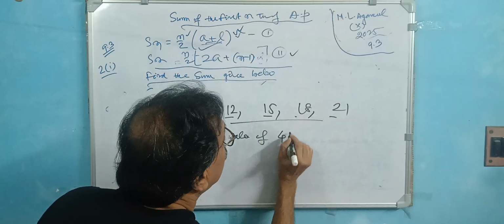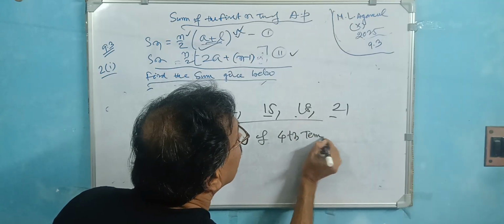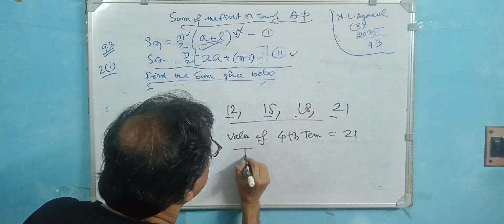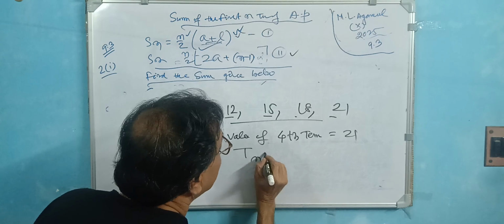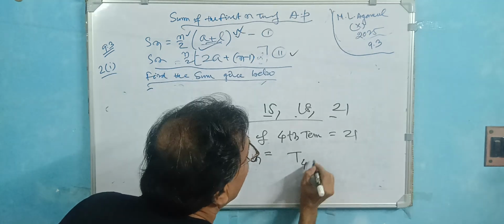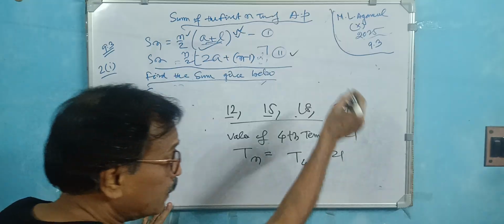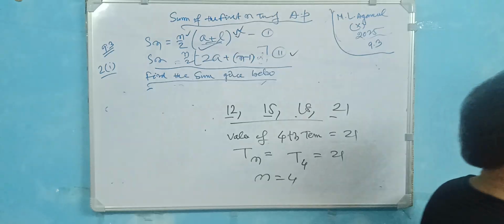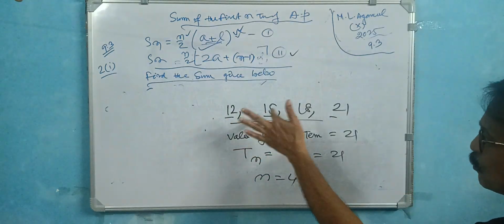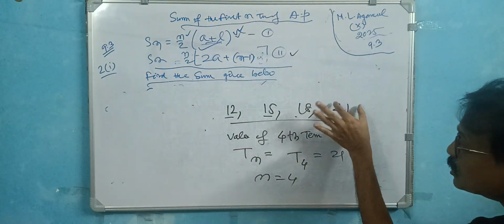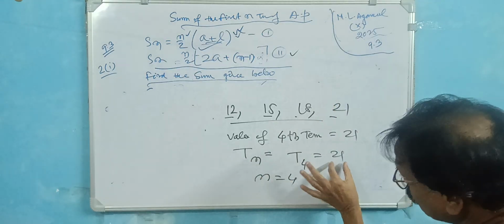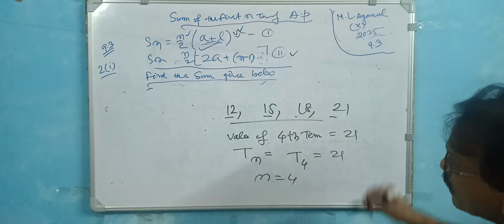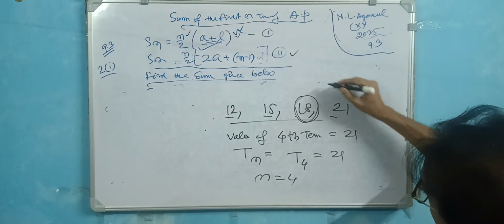Value of fourth term. This is 21. Value of the fourth term. That is actually Tn, এই যে tn, that means t4 এর ভ্যালুটা কত 21. What is the number of term? n টা কত? n হচ্ছে 4. This is very important. এইভাবে এপিতে 12, 15, 18 এটা হচ্ছে ফোর্থ টার্ম। ফোর্থ টার্মের ভ্যালুটা কত? tn, t4 কত 21. But what is the value of n? n is fourth term.